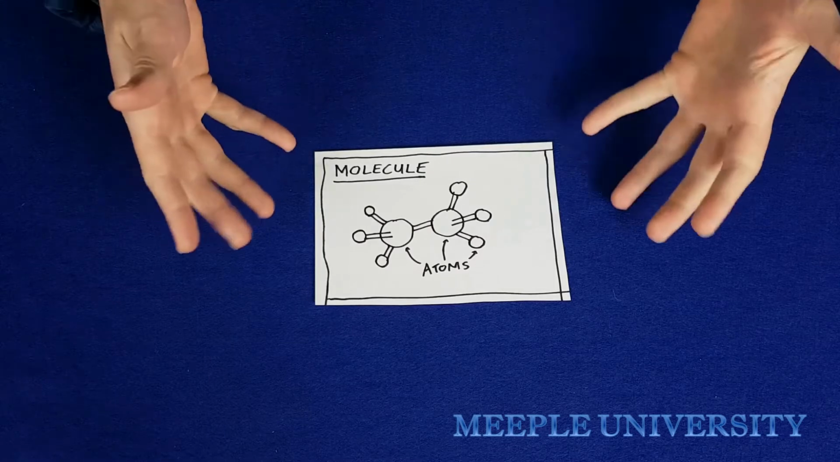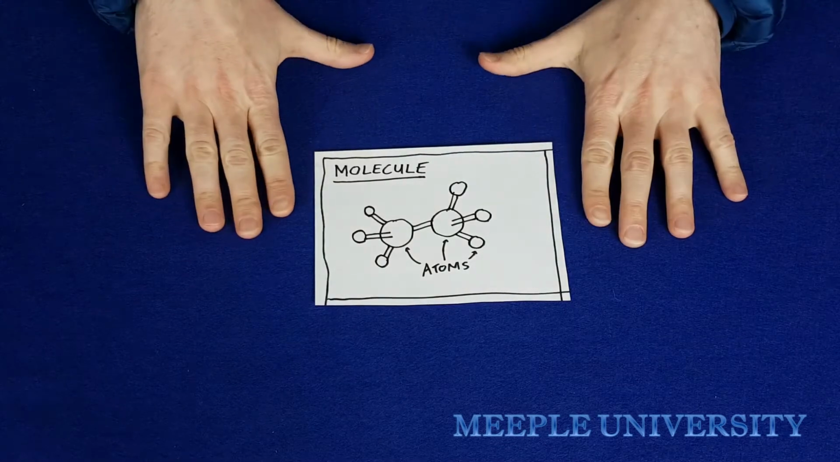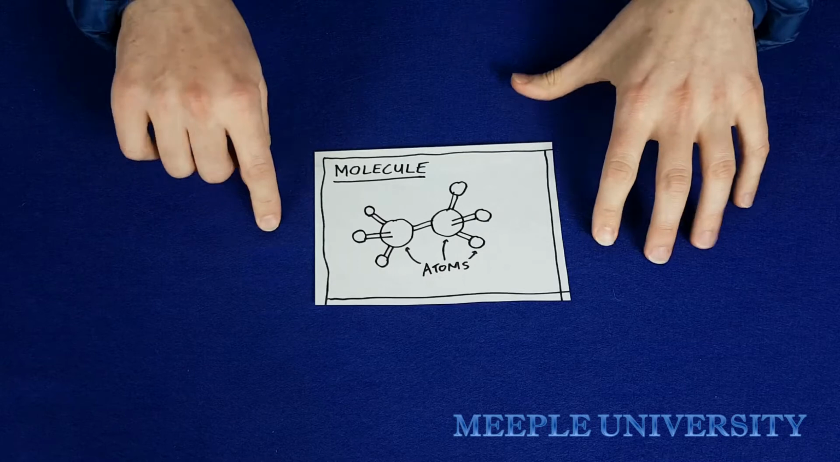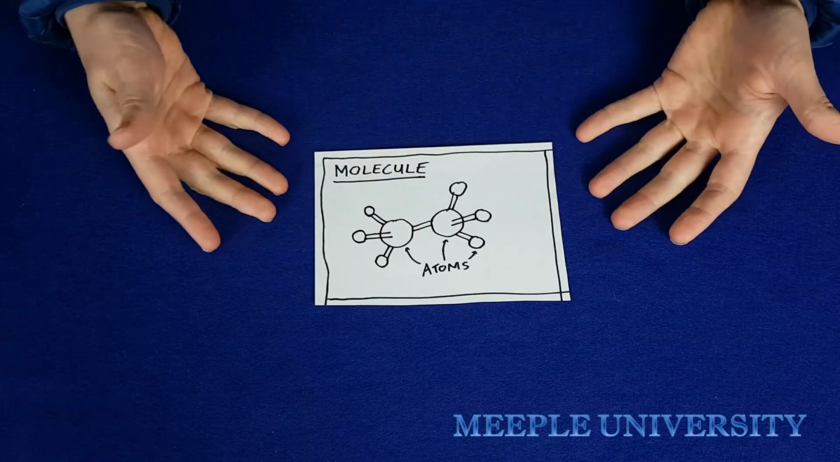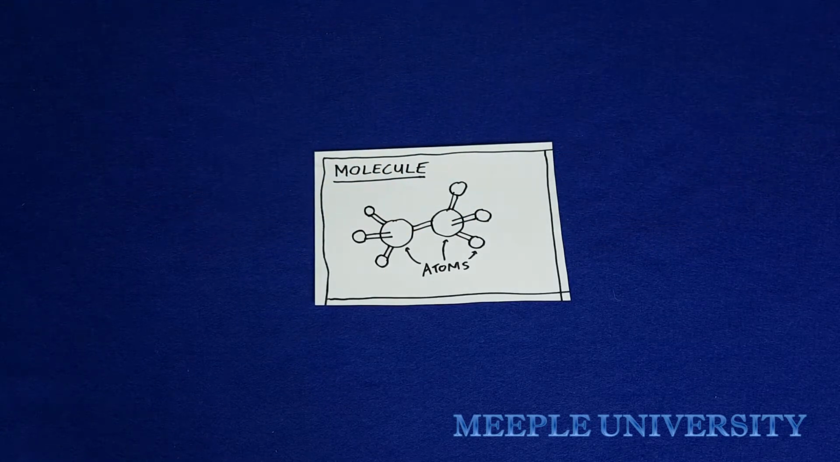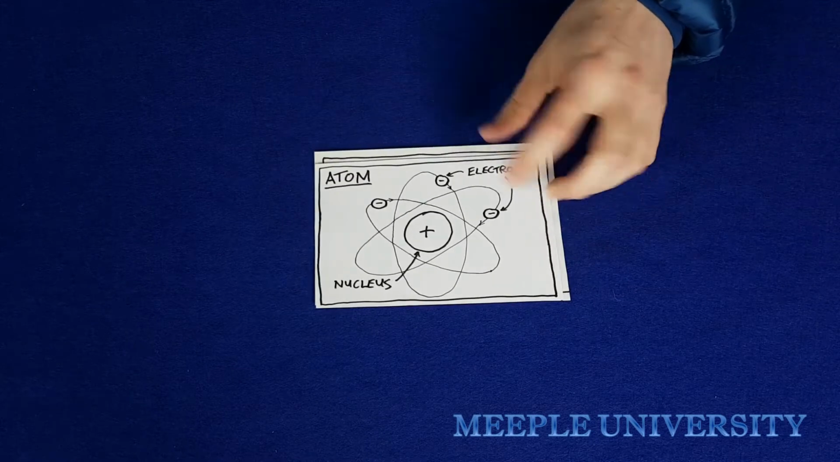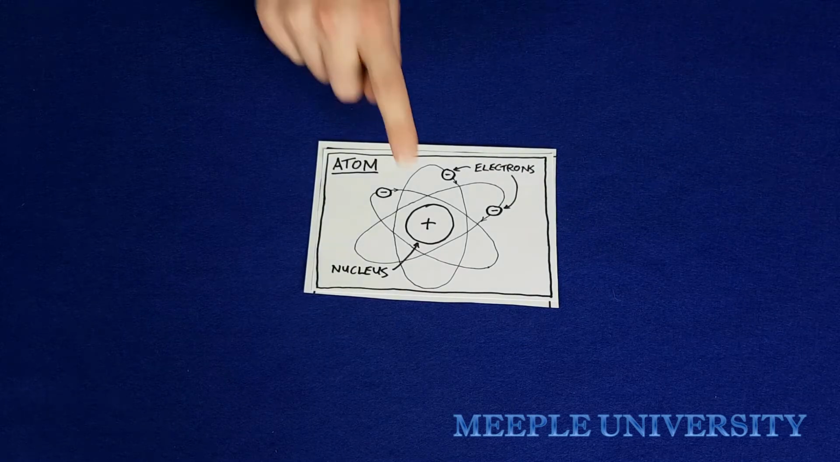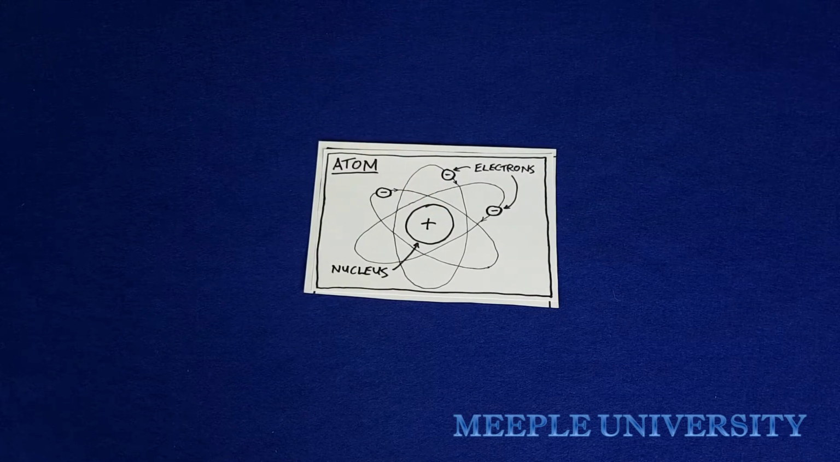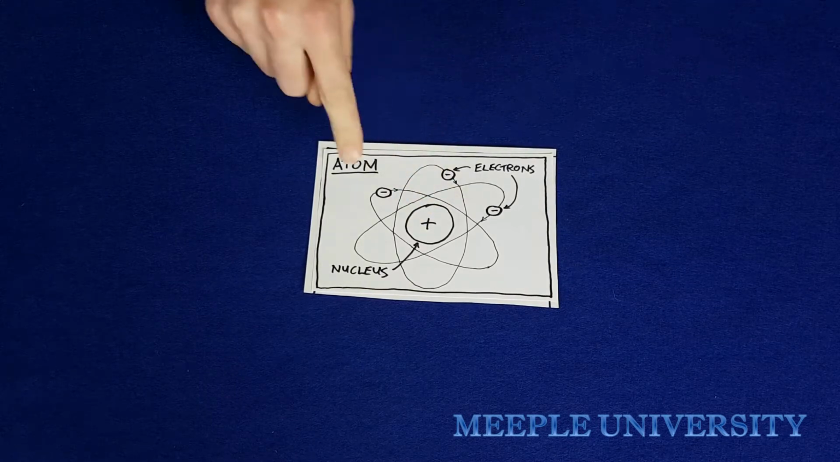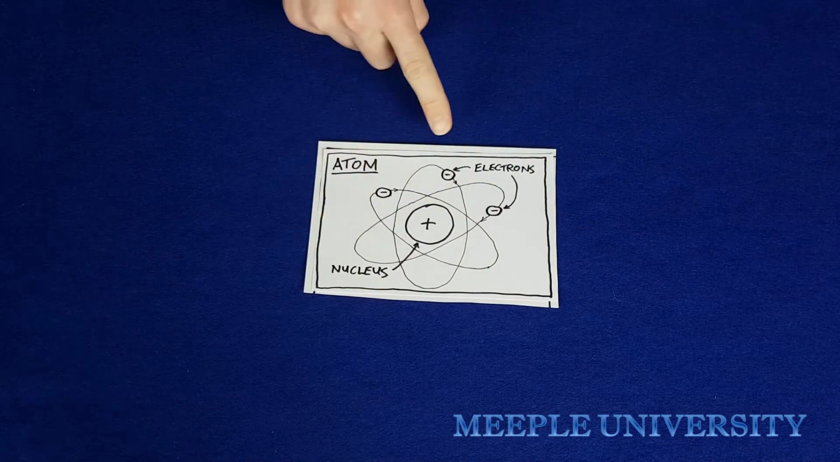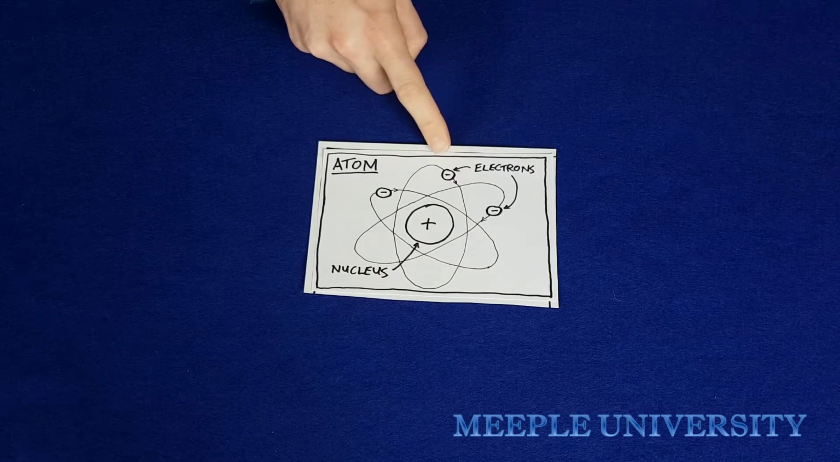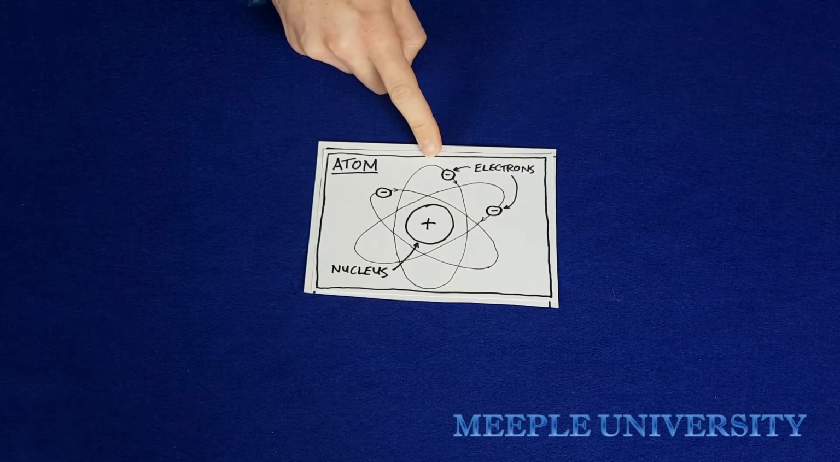This is a molecule, and much of the universe is made up of molecules. A molecule is made up of atoms which are joined together in a certain order. So let's look more closely at the atoms. An atom is constructed roughly like this. In the center of an atom, there is a large heavy nucleus with a positive charge, and orbiting around the nucleus are some small negatively charged electrons.